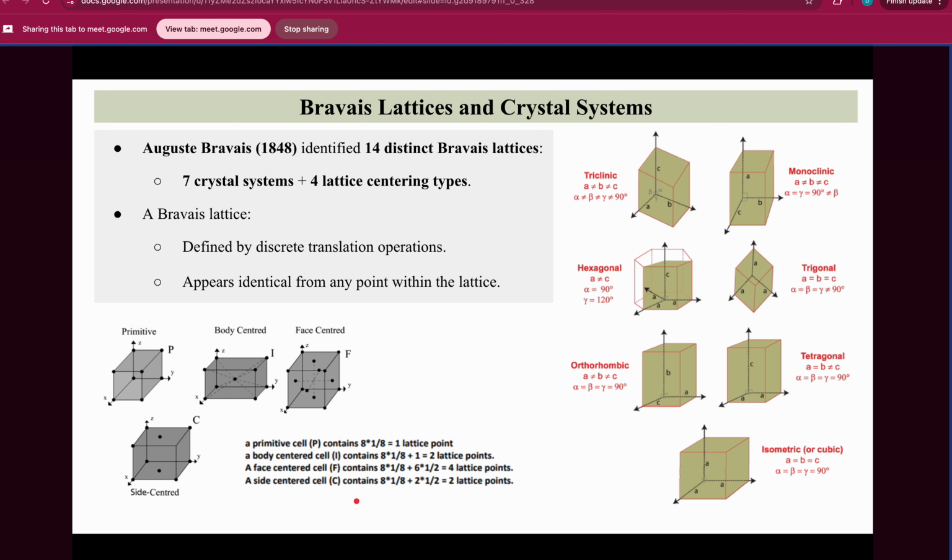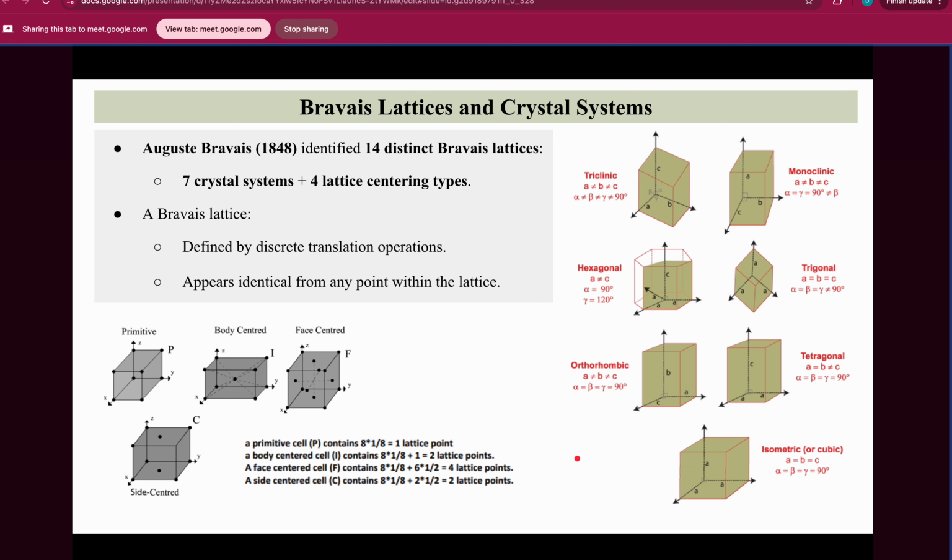Similarly, for the side centered cell, some people also call it base centered, in which we only have 2 sides, or you can say 2 bases, bottom and top. Both of them also contribute half, because one unit cell can be present on the top, so this lattice point contributes to the unit cell present at the top as well as the unit cell present at the bottom. Similarly, the lattice point present at the bottom also contributes half to this single unit cell. That's why there are 2 lattice points in the side-centered unit cell.